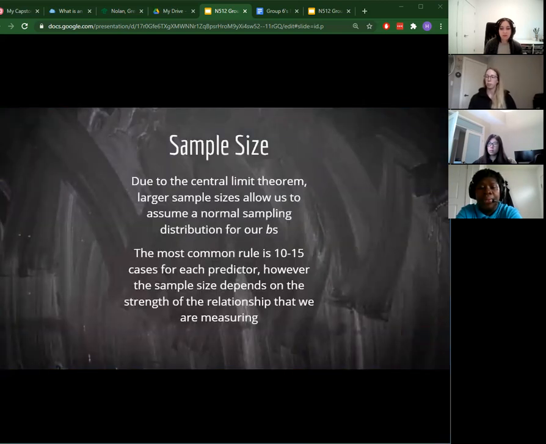Sample size is also important. So due to the central limit theorem, larger sample sizes allow us to assume a normal sampling distribution for our B values. The most common rule is 10 to 15 cases for each predictor. However, the sample size depends on the strength of the relationship that we're measuring.